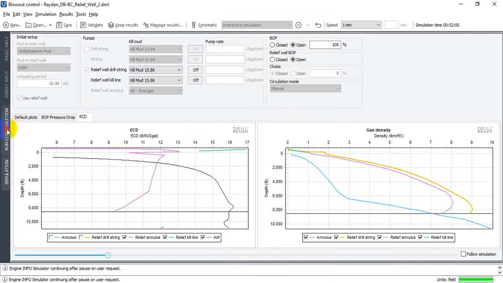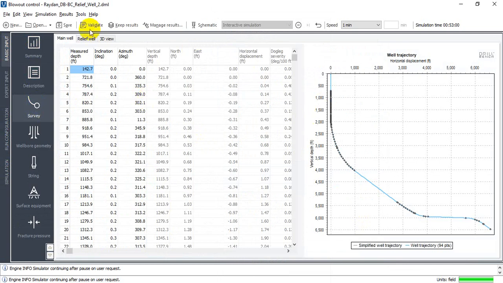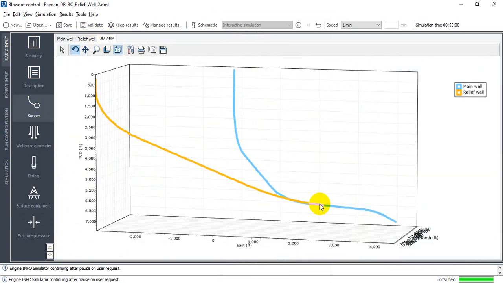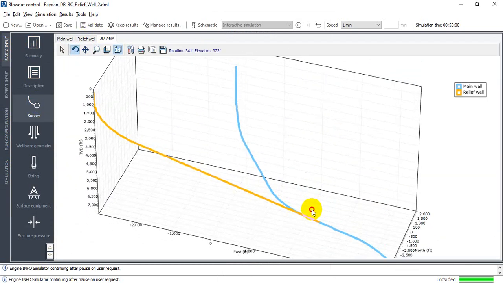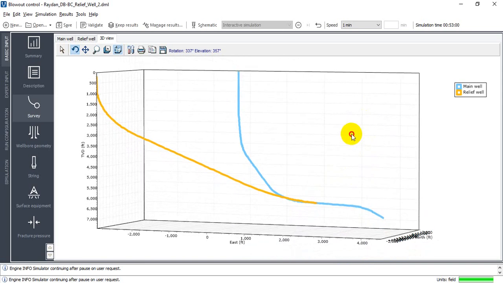So now you see this blowout preventer, where we have the intersection at this point, and from the high pressure, high temperature of this reservoir, we can open the blowout preventer for the main well and for the relief well, and rescue this well from the blowout or from the catastrophe.